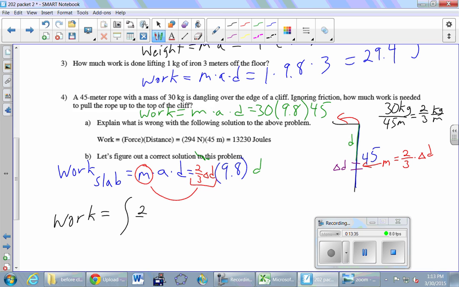So we're just crunching in all the stuff that we've got there. 2/3 times delta D becomes dD. It's like a dx, and then times 9.8, and then times the D that we have there. This is like a dx, and this is like an x. Okay, and then D, what's the range for D? We got to put limits here. 0 for the top guys and 45 for that last rope particle at the bottom. So 0 to 45 is it.